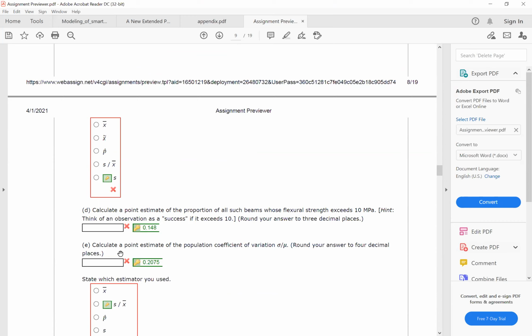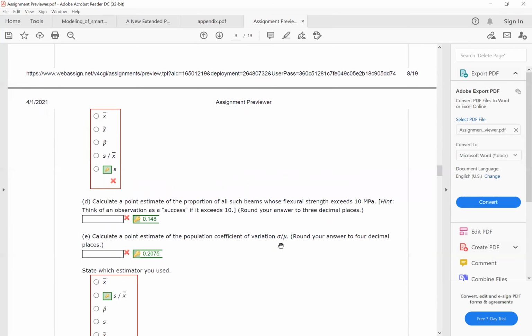Now in part E, calculate a point estimate of the population coefficient of variation. That means you have to find the estimate of sigma over mu. How can I calculate this estimate? You use the estimate for sigma, which is S, the sample standard deviation, which you already have, and for mu, you use X bar. So it will be S over X bar. You just take the ratio of the sample standard deviation and the mean.